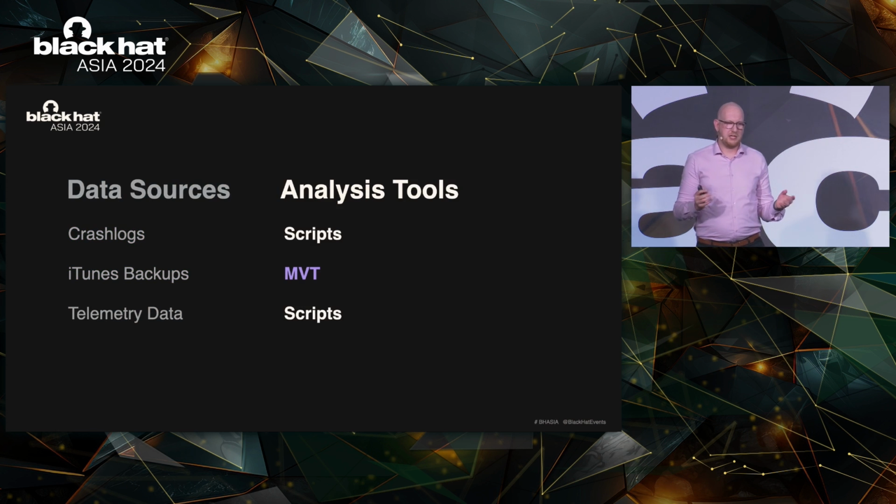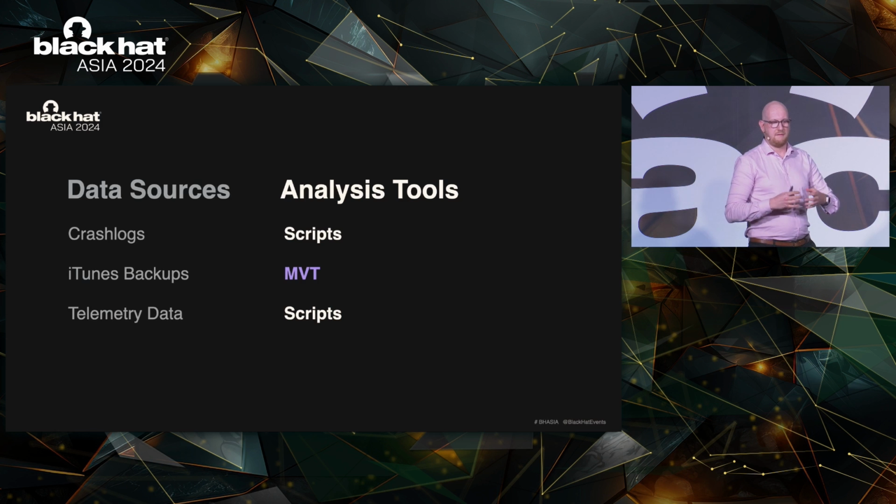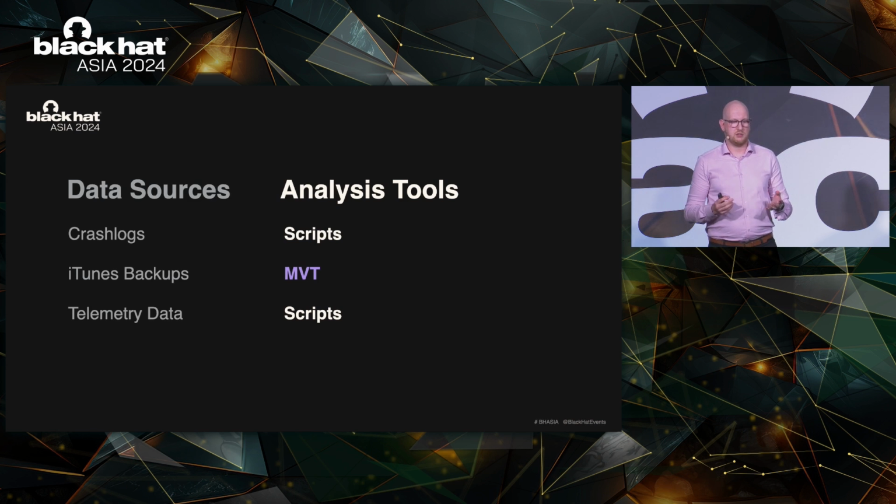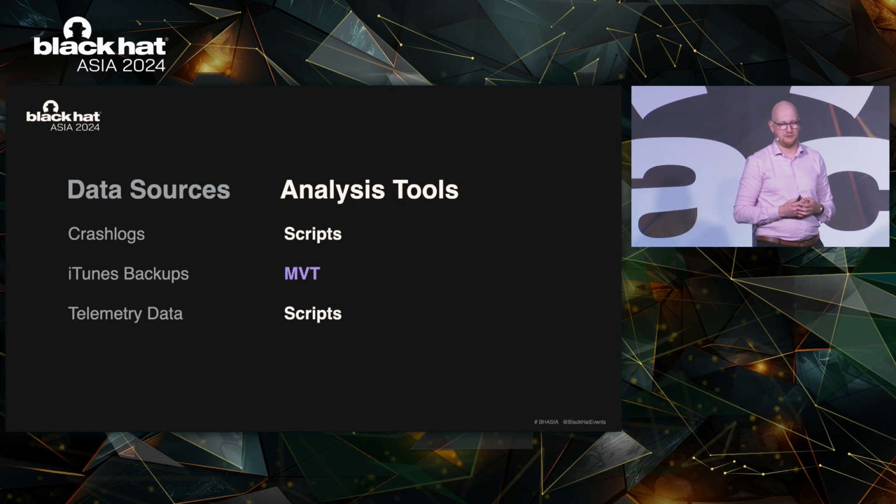Then you normally use a couple of tools. For crashlogs, you have manual scripts that you can use. There's not a well-known tool already available. But for an iTunes backup, you can resort to MVT, the Mobile Verification Toolkit, which is developed by Amnesty and is the de facto standard for analyzing iTunes backups for compromises. And for telemetry data, you revert to scripts.